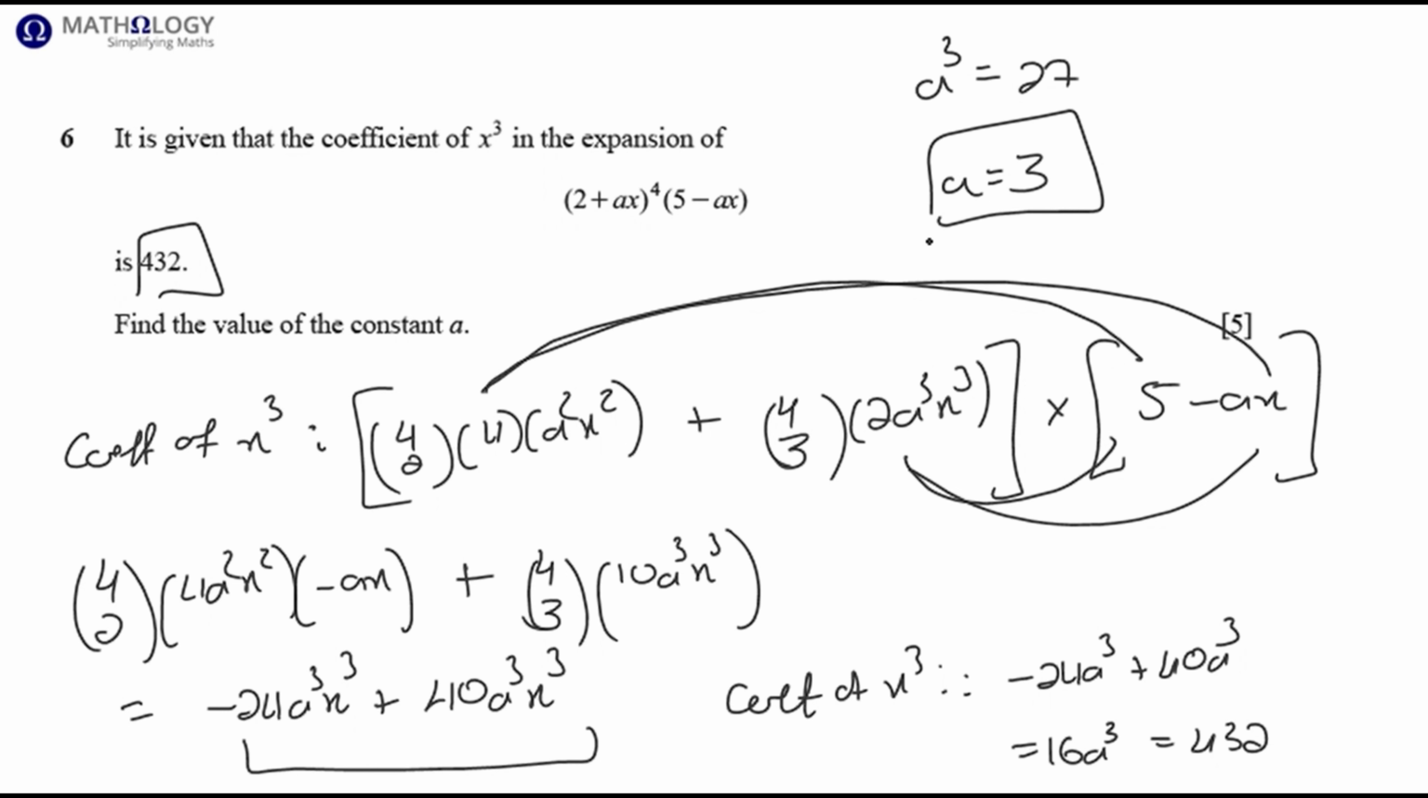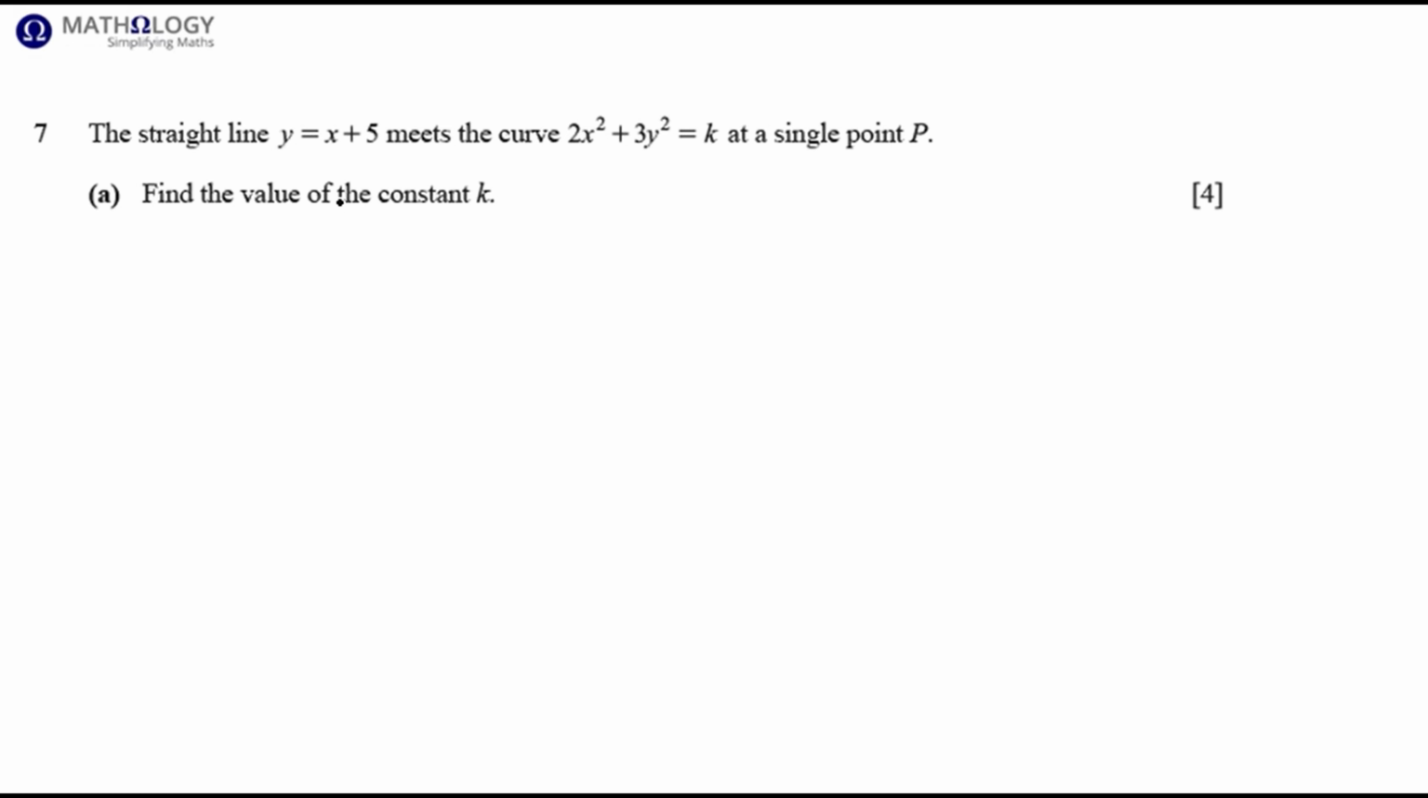So a equals 3. The straight line y equals x plus 5 meets the curve 2x squared plus 3y squared equals k at a single point P.